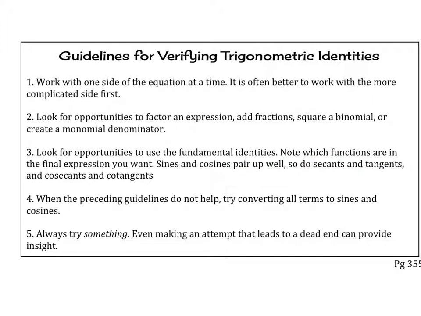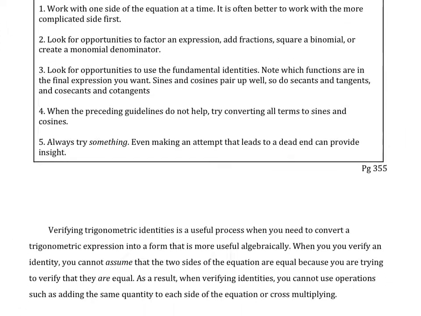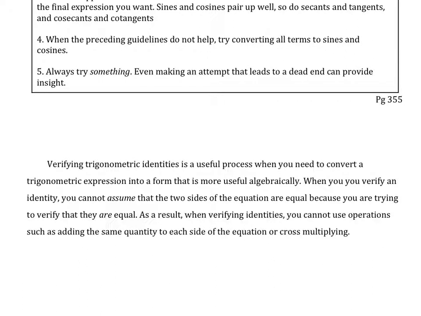Note which functions are in the final expression you want. Sines and cosines pair up well, so do secants and tangents, and cosecants and cotangents. When the preceding guidelines do not help, you may want to try converting all terms to sines and cosines. It's always good to try something. Even making an attempt that leads to a dead end can provide some insight. So verifying trig identities is a useful process.